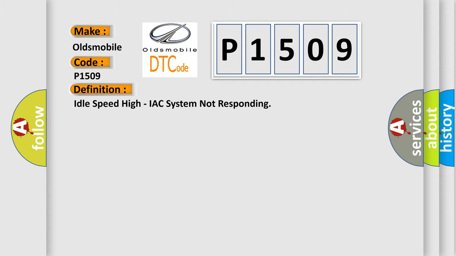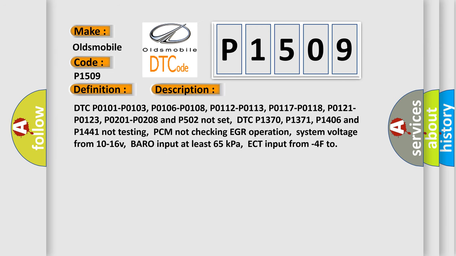The basic definition is idle speed high, IAC system not responding. And now this is a short description of this DTC code. DTC P0101, P0103, P0106, P0108, P0112, P0113, P0117, P0118, P0121, P0123, P0201, P0208 and P0502 not set, DTC P1370, P1371, P1406 and P1441 not testing, PCM not checking EGR operation, system voltage from 10 to 16V, BARO input at least 65 kilopascals, ECT input from 4°F to 2°F.